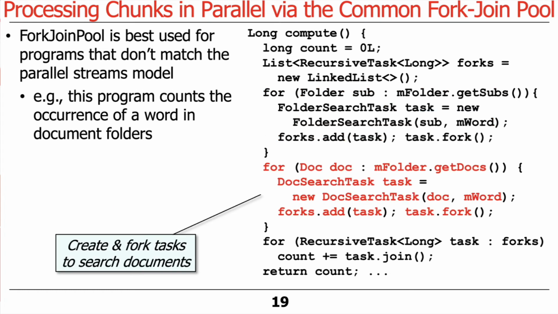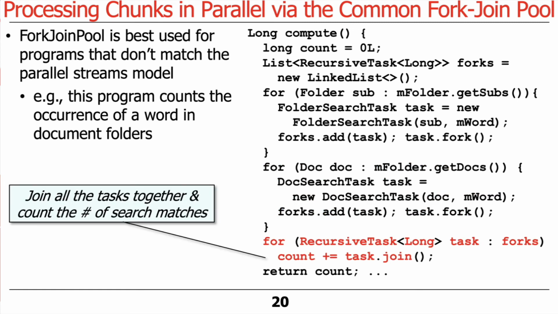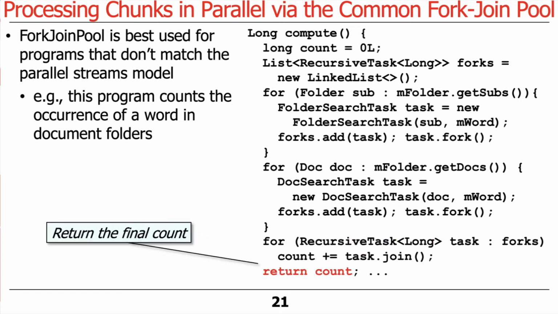And then for each document in a given folder, we're going to do the same thing. We're going to create a document search task looking for the word. We add that to our list of forks, our list of recursive tasks. We fork that so we can arrange to run it concurrently, or in parallel, in a thread in the common ForkJoin pool. Then all these things start to run in parallel, with recursion and so on. At this given level, we have another loop that says, for every one of these tasks in the forks list, which we created and now have running concurrently, wait for each of those subtasks to finish and then increment the count of how many documents they found that contained the word. And when we're all done, we return the count.